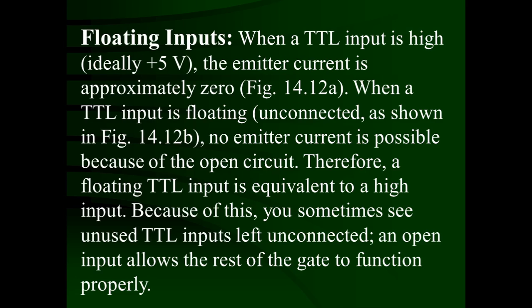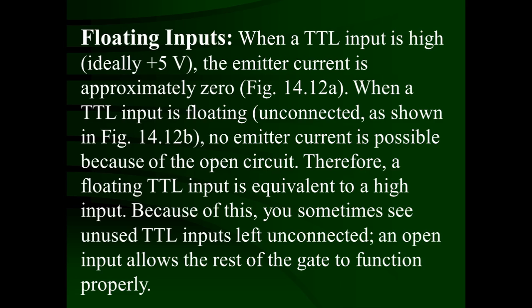When a TTL input is high, normally plus 5 volt, the emitter current is approximately 0, which will be shown in a figure 14.12a. When TTL input is floating or unconnected, as shown in a figure 14.12b, no emitter current is possible because of open circuit. Therefore, a floating TTL input is equivalent to a high input.